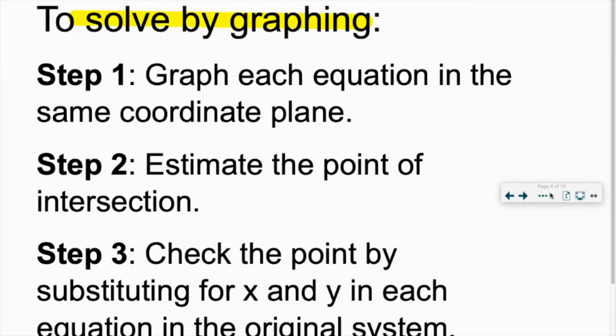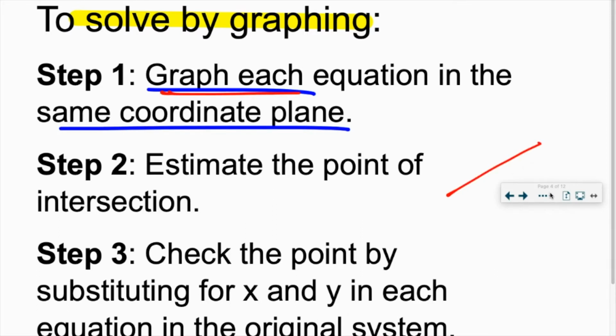Today, to solve by graphing, we've got a couple of steps. Step one, graph each equation in the same coordinate plane. So we're going to graph two equations, and we're looking for some spot where they intersect. This point of intersection is our answer. Now here you can see this wonderfully interesting word, estimate.